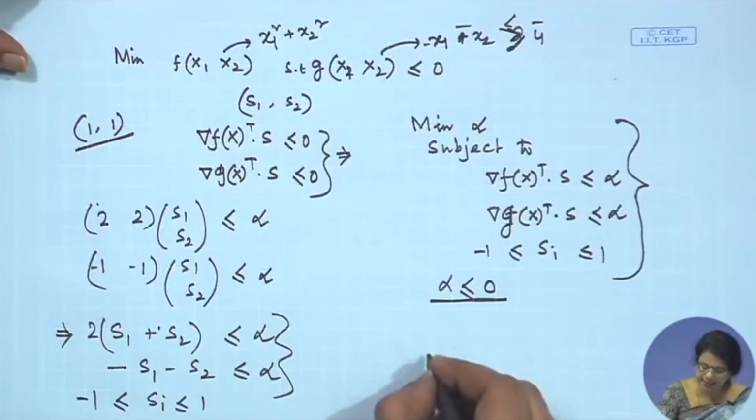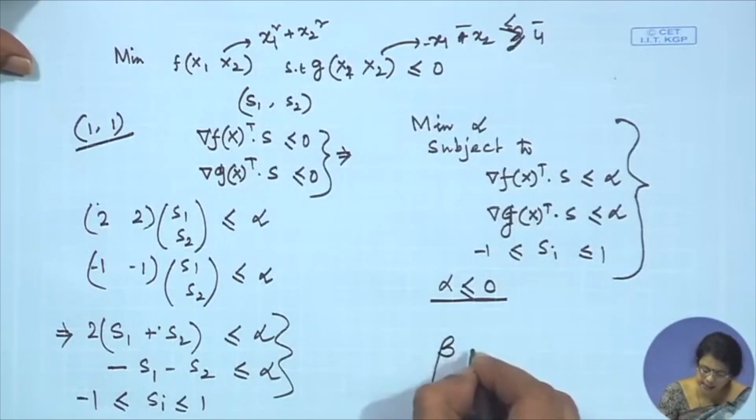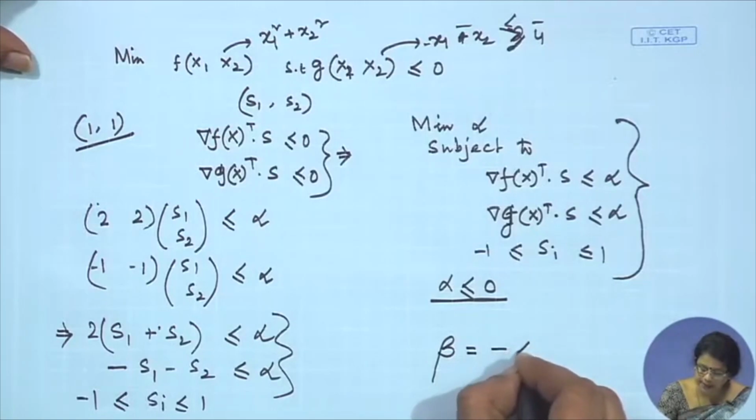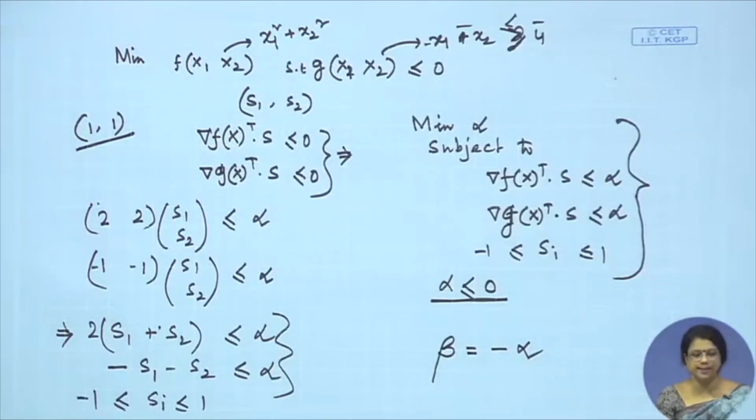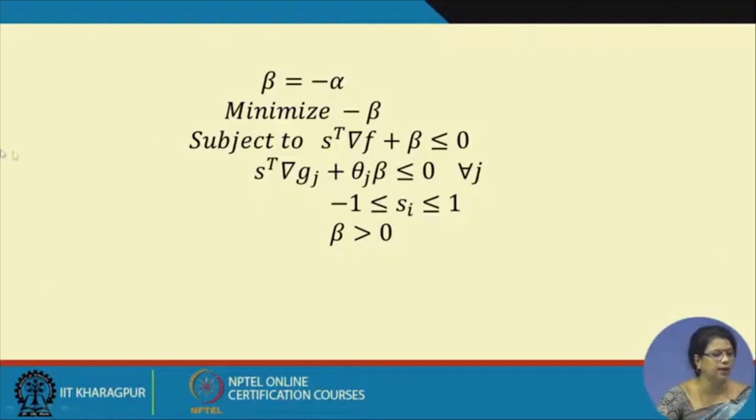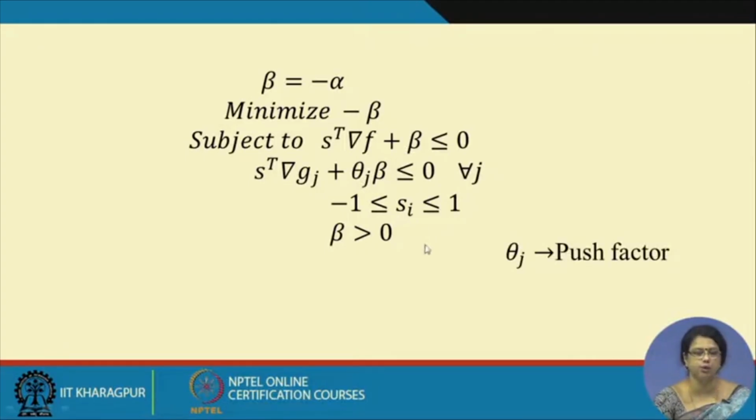That is why we are considering one variable as beta, where beta is equal to minus alpha. Once we consider that, just look at the model, we can see minimization of minus beta where beta is positive. We will place minus alpha equal to beta, and we will consider one theta, that is the push factor. I told you that theta is nothing but the angle of the descent feasible direction cone. And this angle we want to make 0.